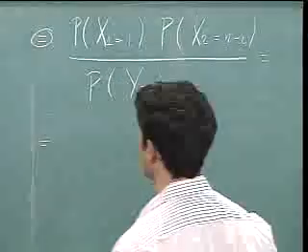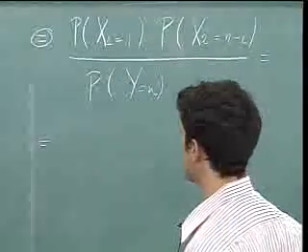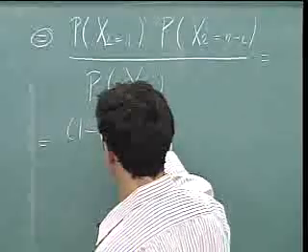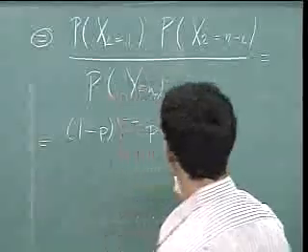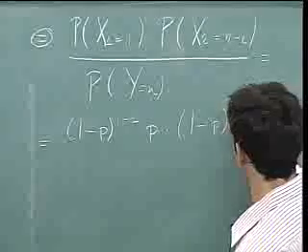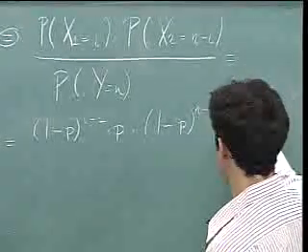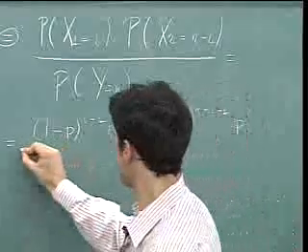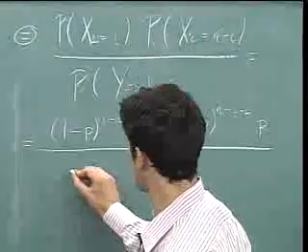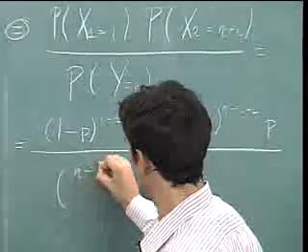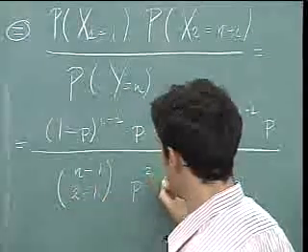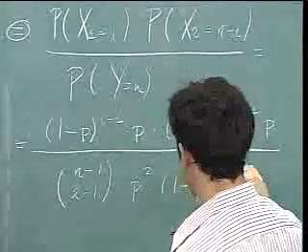So let's see what we get here now. The probability that x1 is equal to i means that I have (1 minus p) to the i minus 1 times p. And here we get (1 minus p) to the n minus i minus 1 times p. And now let's remember the formula for the negative binomial: n minus 1 choose r minus 1 times p squared times (1 minus p) to the n minus r.